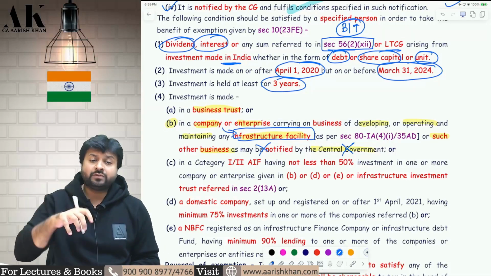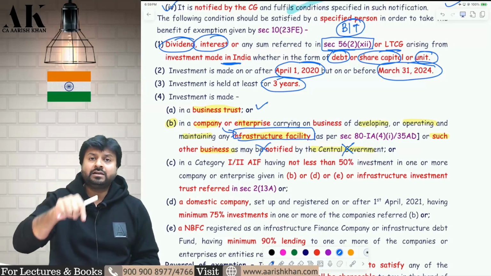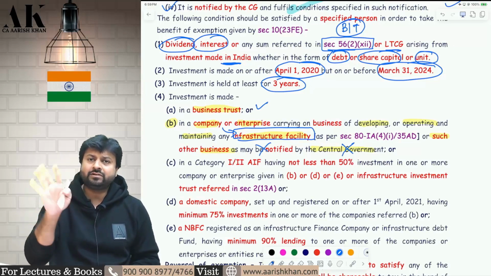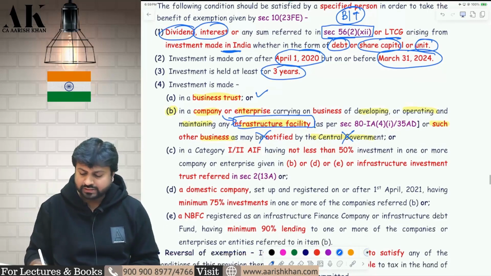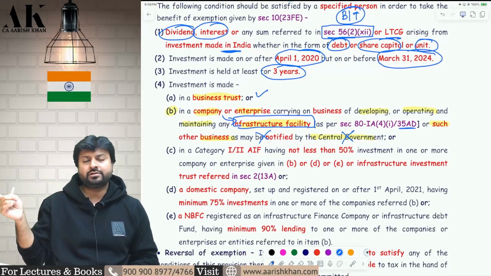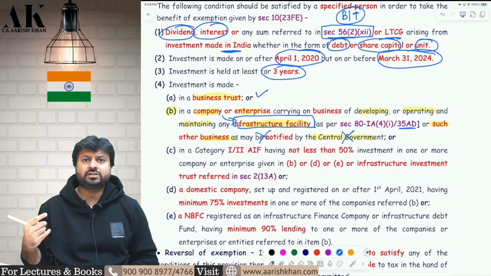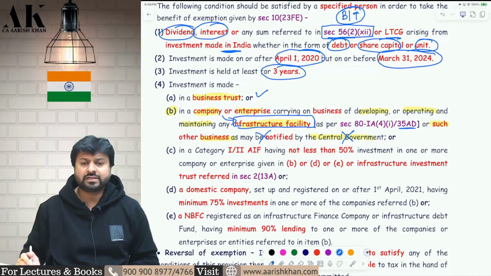Okay. So first they will invest in what? In business trust. From that, they will earn dividend, interest, long-term capital gains, which will be exempt. Second, they will invest in a company which is engaged in maintaining, developing and operating infrastructure facility in India. Now, what is infrastructure facility? You can go to section 35AD. Whatever we have seen in the definition of 35AD, that same infrastructure facility is covered over here.